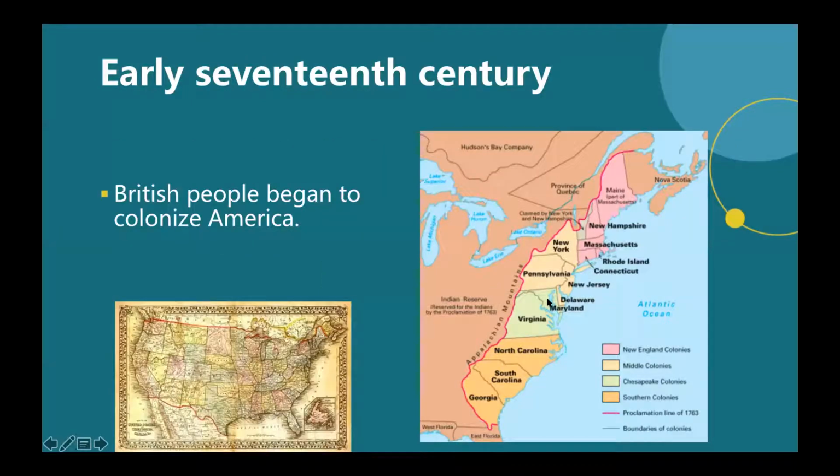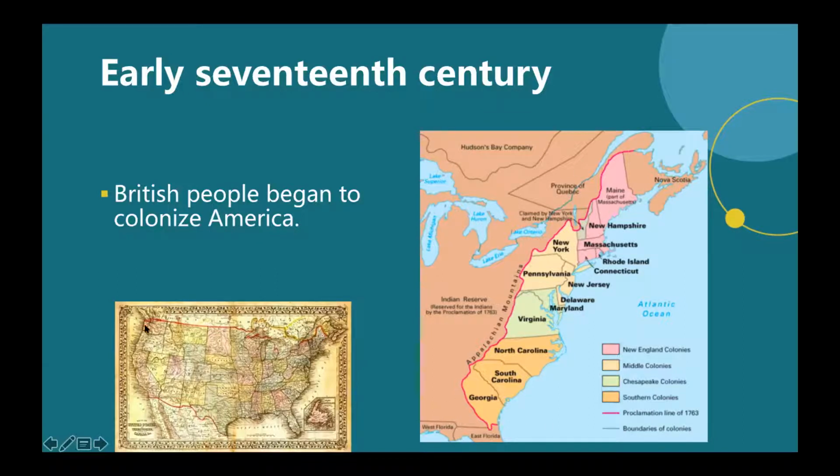Then we're going to talk about the early 17th century, when the British people began to colonize America. I think most of you know where the United Kingdom is, right? That is where most British people are. It's in Northern Europe, and it's just like an island actually. So they came here, and they colonized this area.